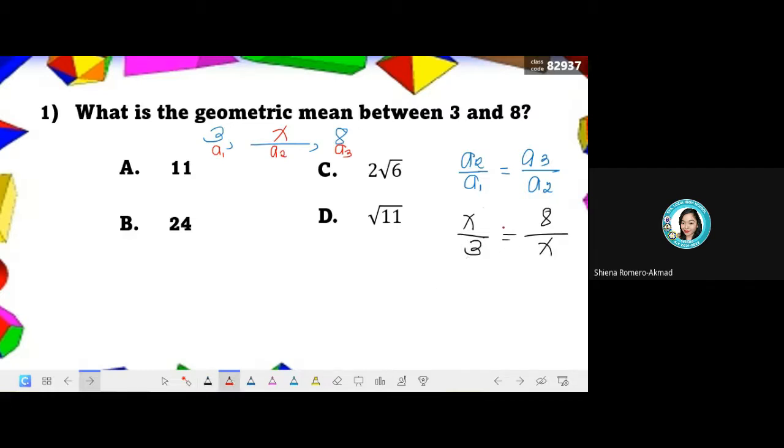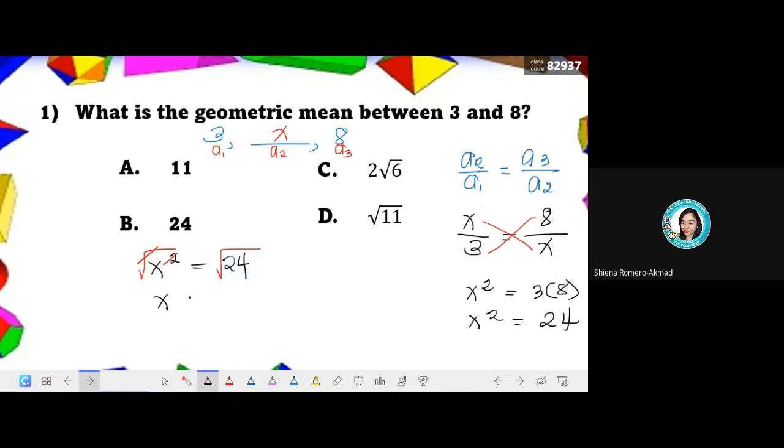Then we will cross multiply. So x times x is x squared equals 3 times 8. And 3 times 8 is 24. Now we are left with x squared and 24. So hindi pwedeng x squared ang sagot natin. Ang kailangan natin, yung value ni x. So para makuha natin yung value ni x, we have to get the square root of both sides. So if we get the square root of this, makakancel na natin si 2 and yung radical sign.